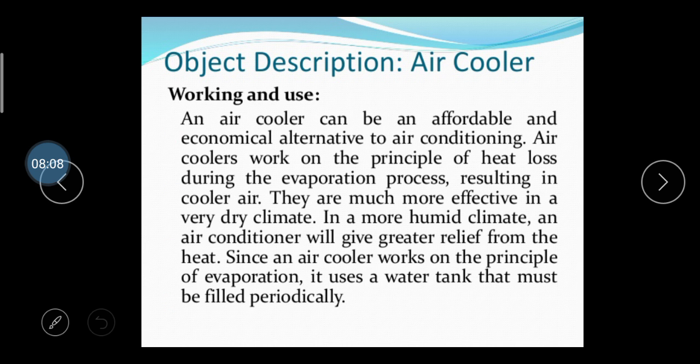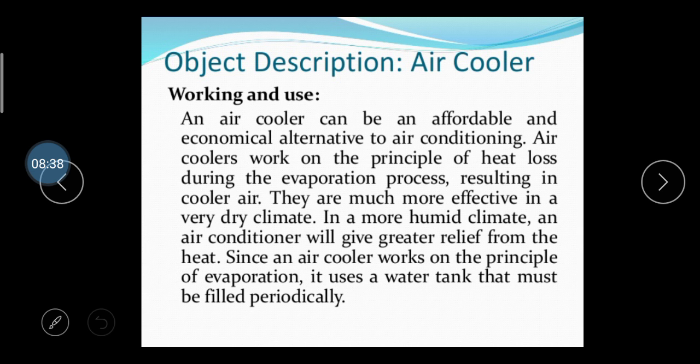Then, how the air cooler works. An air cooler is an affordable and electronic alternative to air conditioning. An air cooler works on the principle that heat is lost during the evaporation process, resulting in cooler air. They are much more effective in a very dry climate, while in a more humid climate air conditioning will give greater relief from the heat.